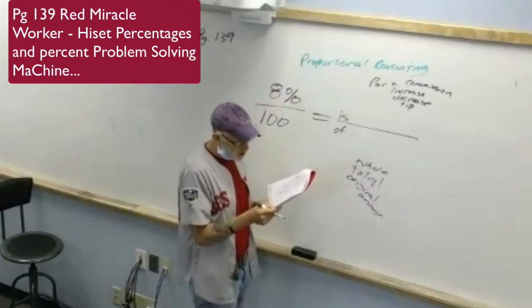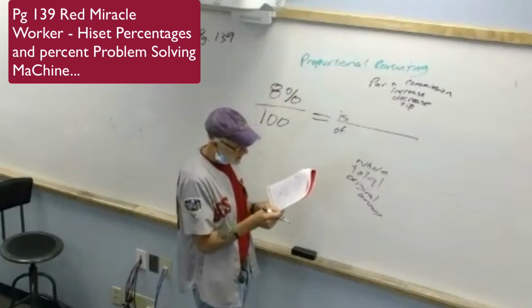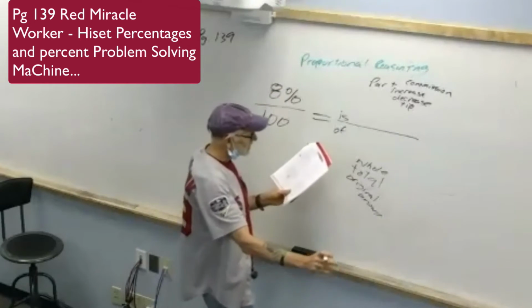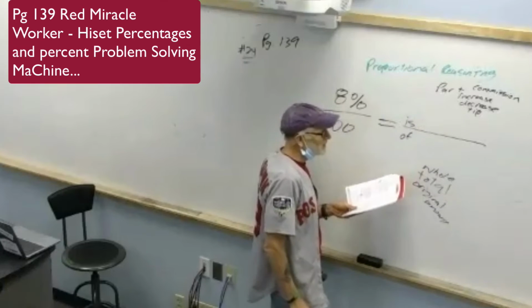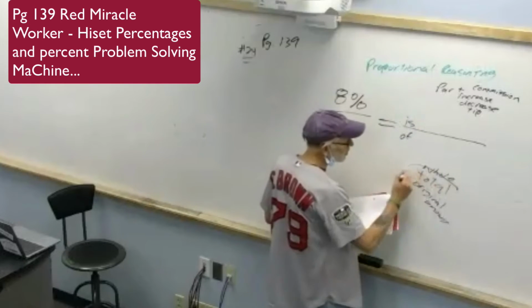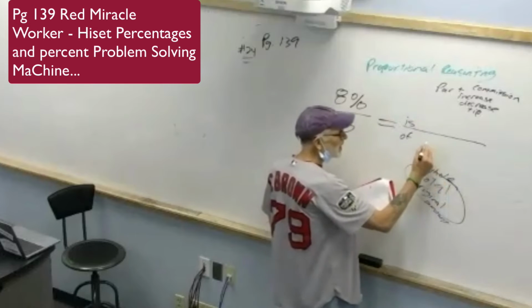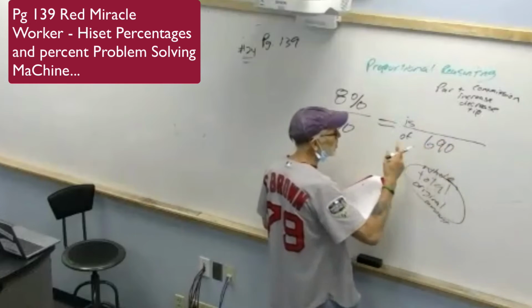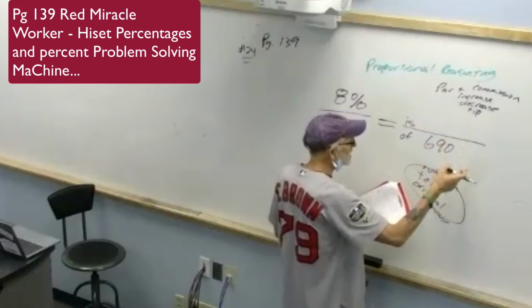Okay, and he bought a sofa for $690. That's not a part, that's the whole sofa, right? So where does the 690 go? It's the total. This is the total. It's the bottom, the whole thing, the $690. That's what the whole sofa costs. He's going to get taxed on that.